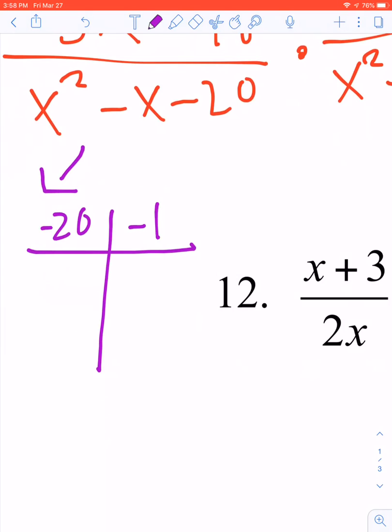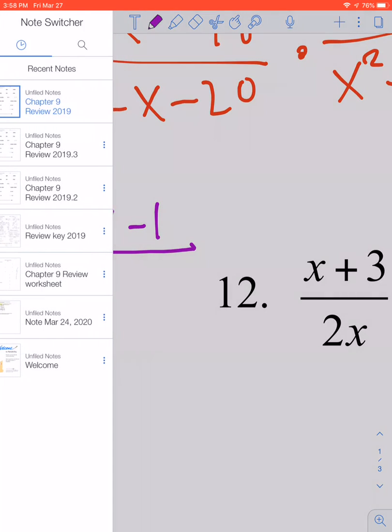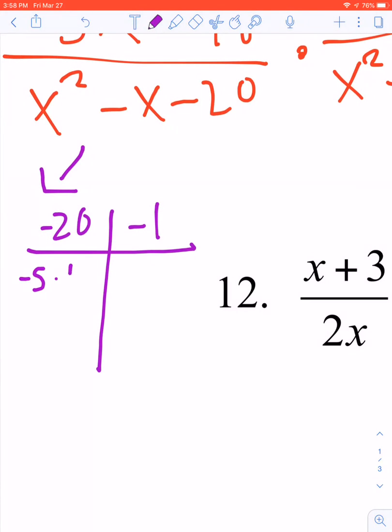Okay, the answer is negative 5 and 4, and negative 5 plus 4 gets you negative 1. Okay, so we have that. So we are going to change this. You guys can do all the math on this.